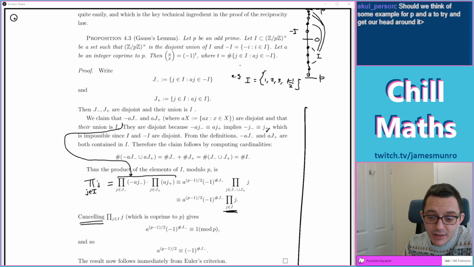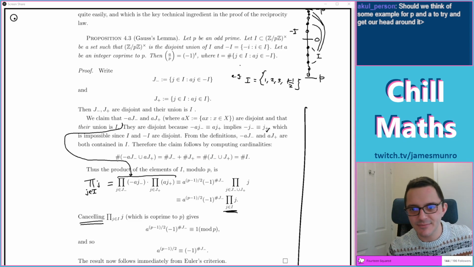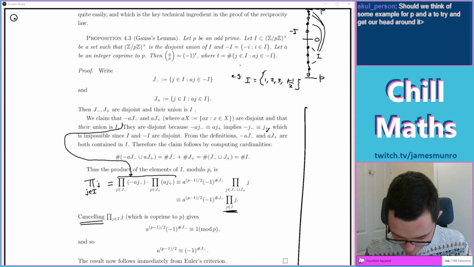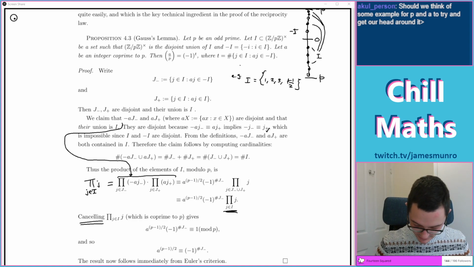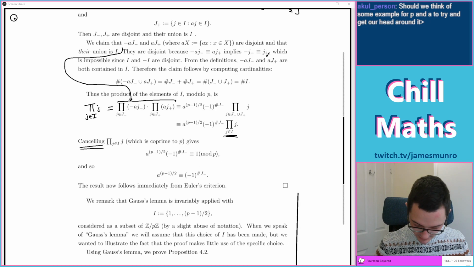Because when you multiply by a, you're going to get some stuff in I and some stuff in minus I. Yeah, doing an example might be nice. Here's the size of that set. It's 3:30, I think we've got time to do it. Let's clear some space.